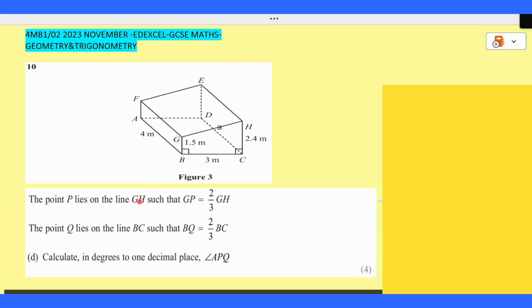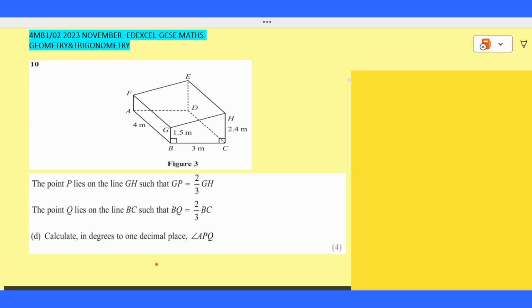Okay guys, now we are in question 10D. The point P lies on line GH, such that GP is equal to 2 over 3 GH, and point Q lies on BC, such that BQ is equal to 2 over 3 BC. Calculate in degrees to 1 decimal place the angle APQ. To do this question, we have to locate the position of P and Q on line GH and line BC. Let's sketch.